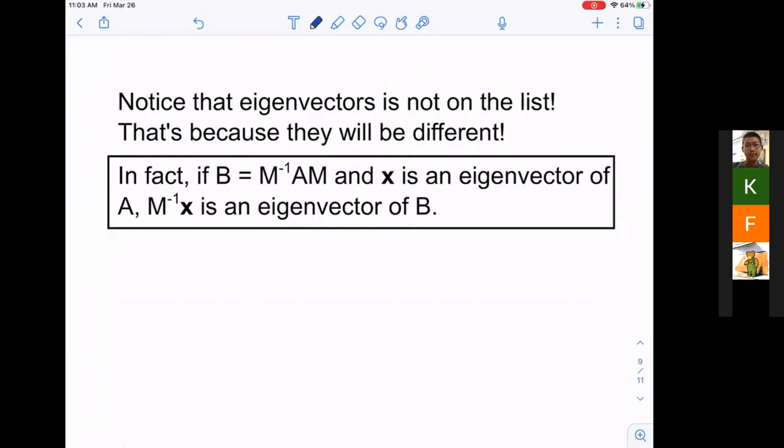But if we know an eigenvector X of A and B is similar to A, M inverse X will be an eigenvector of B. So they will be different, but if we know M and we know an eigenvector of one, we usually can find the eigenvector of the other. And again, this is not super hard to show. If we start with that definition of similarity, if I multiply both sides by the inverse of M on the right, and then I multiply by X, X being that eigenvector.